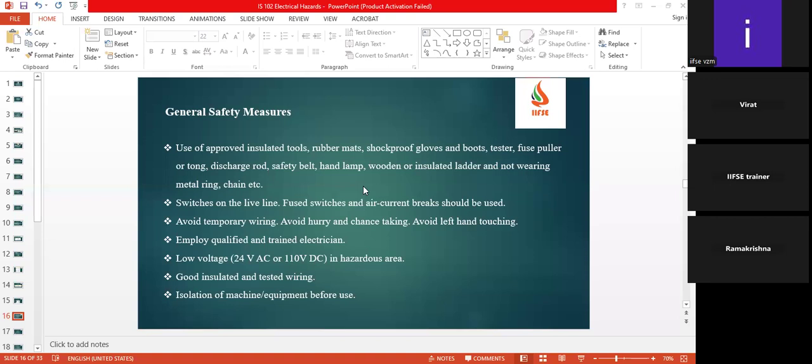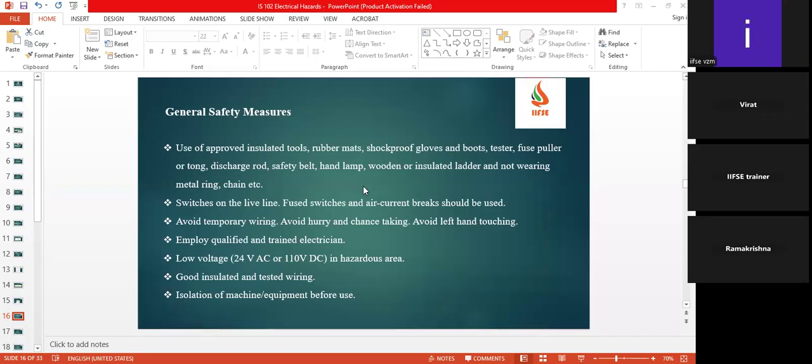Again, it will go through the foot if you're not using any insulated shoes, or if you're directly on the earth. So it will discharge from your left leg, most probably. In that case, there is a high probability that the current will pass through your heart. So that's why always avoid touching with the left hand.